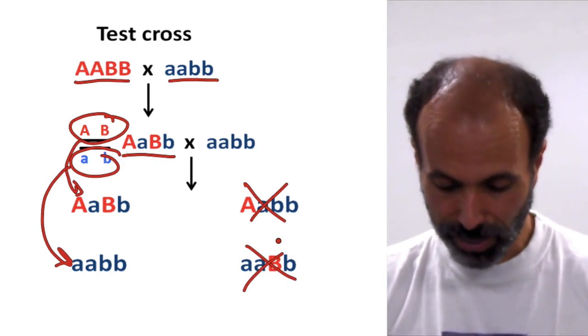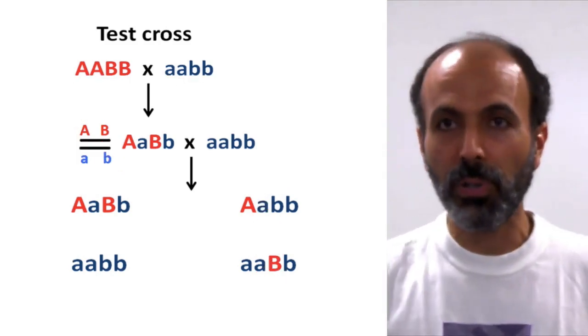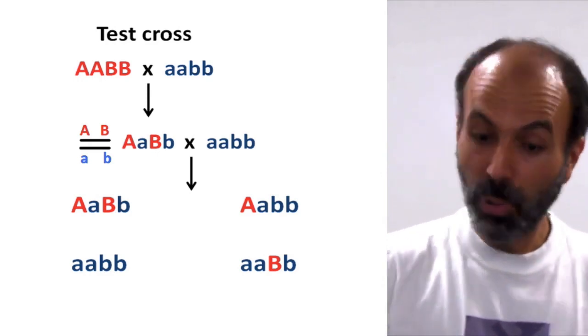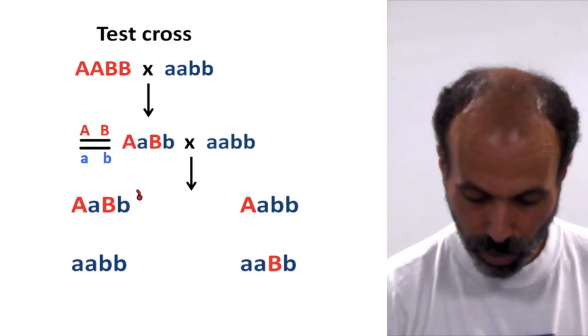Okay, now let's do a different test. Let's say they're completely unlinked. Let's say they were even on different chromosomes. What would happen then? If they're on different chromosomes, you get all four types. And in fact, you would get 1/4 of each of these.